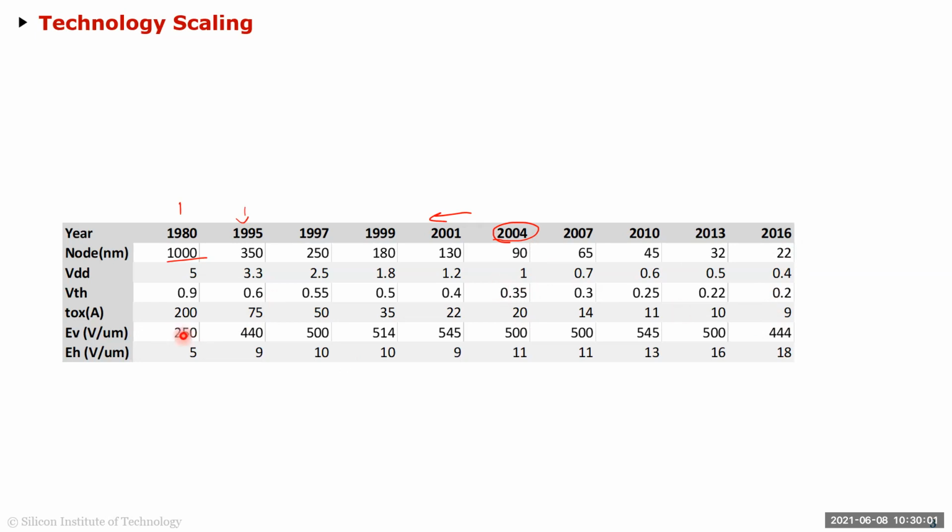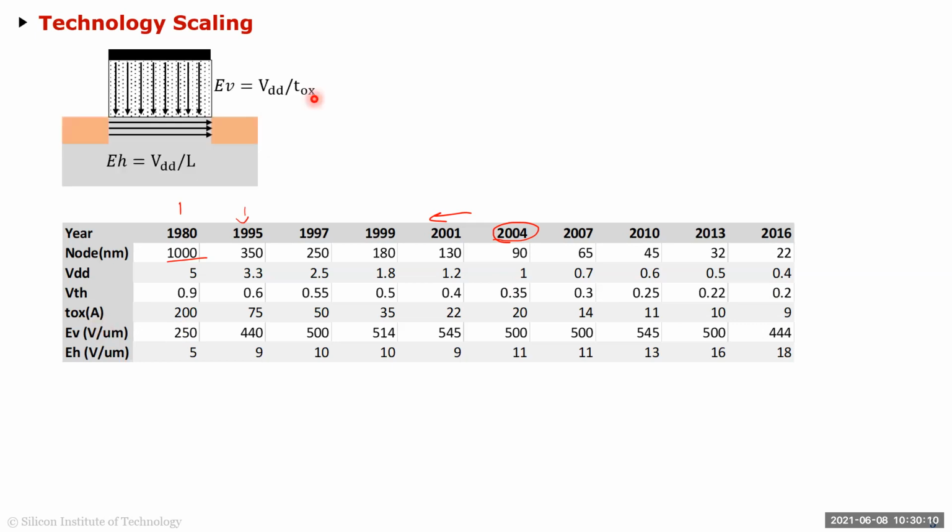So what I did was, if you just calculate the vertical field, which I've written here, VDD over TOX, and the horizontal field, which is if you take the maximum VDS, which will be VDD over L. And if you calculate this, it is about 250 volt per micrometer. Yeah, 250 volt per micrometer. And the horizontal is about 5 volt per micrometer, right? This is where you started.